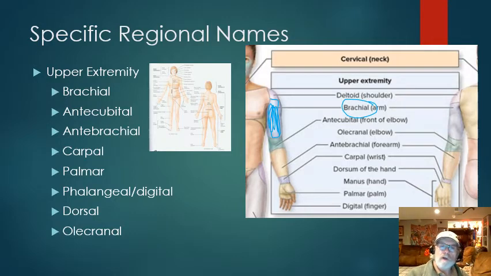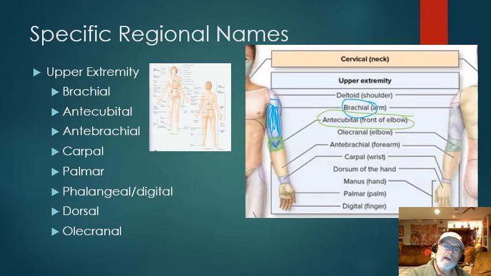Antecubital is the next word. Antecubital is this area in front of the elbow right here. It's in the front, not in the back. When they take blood from people, they usually go through the veins in the antecubital fossa, the antecubital region. So that's called antecubital, which is in the front of the elbow.